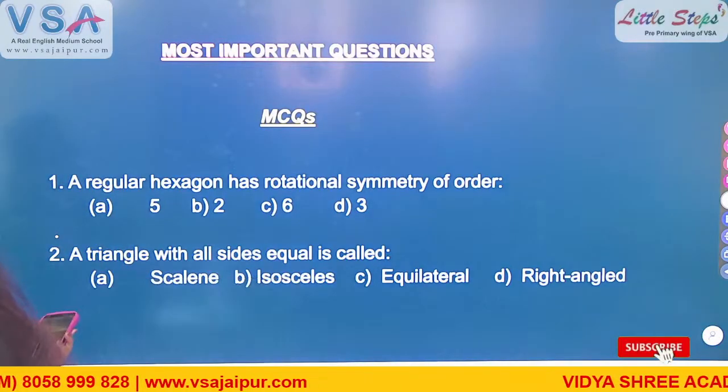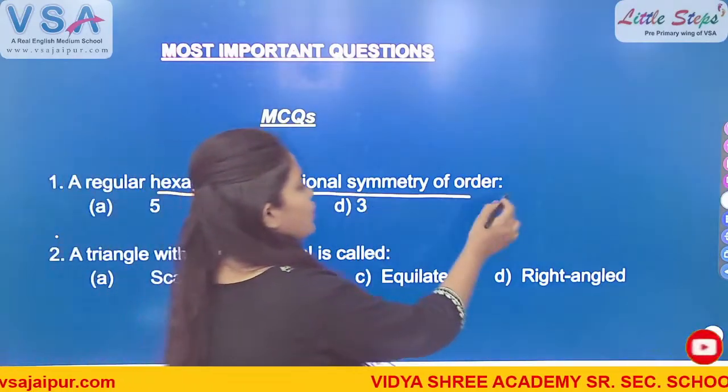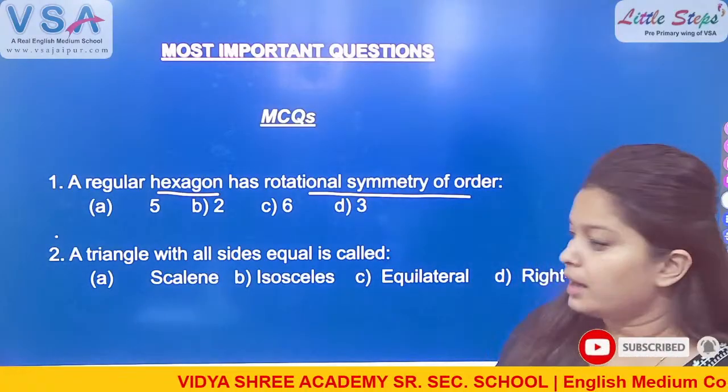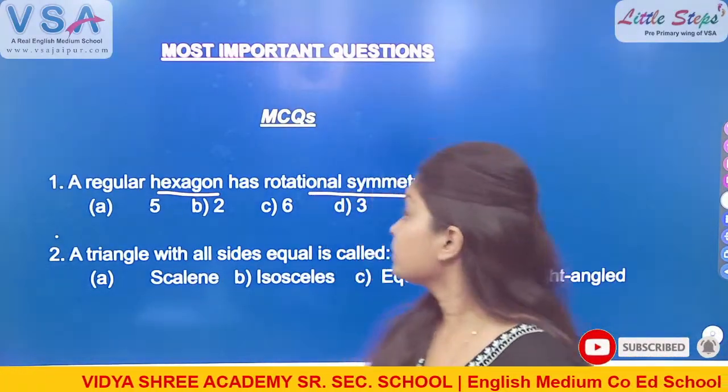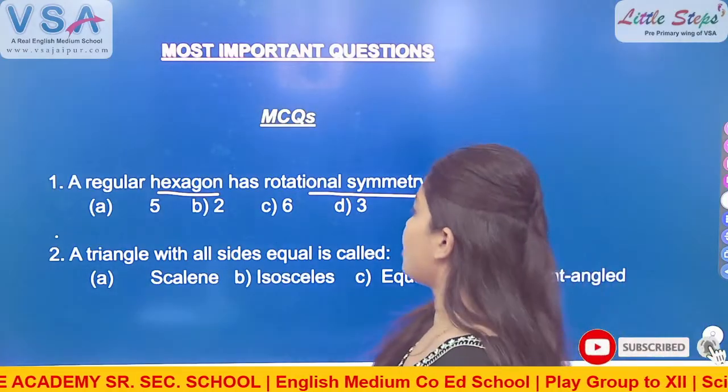Question number 1: a regular hexagon has rotational symmetry of order. How many sides does a hexagon have? A hexagon has 6 sides, so what will its rotational symmetry be? 6. Option number C.